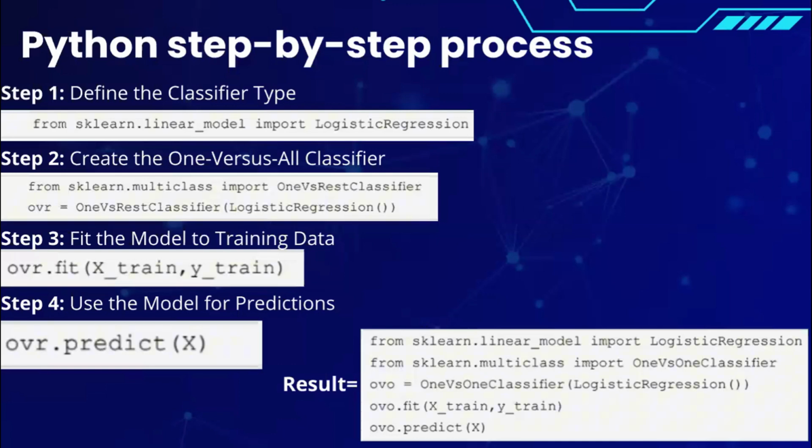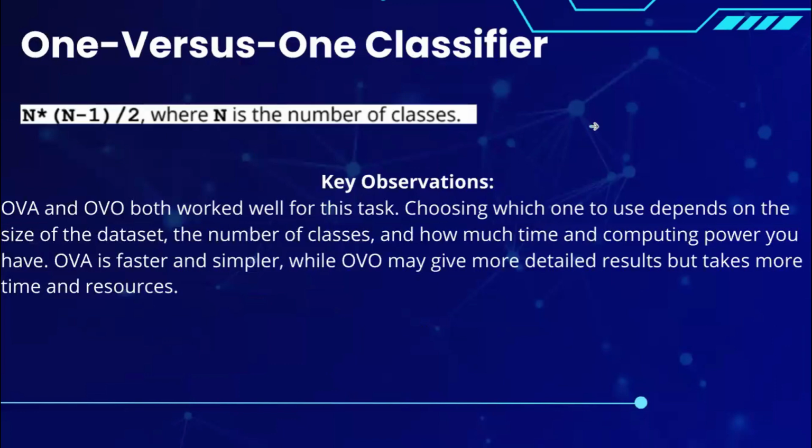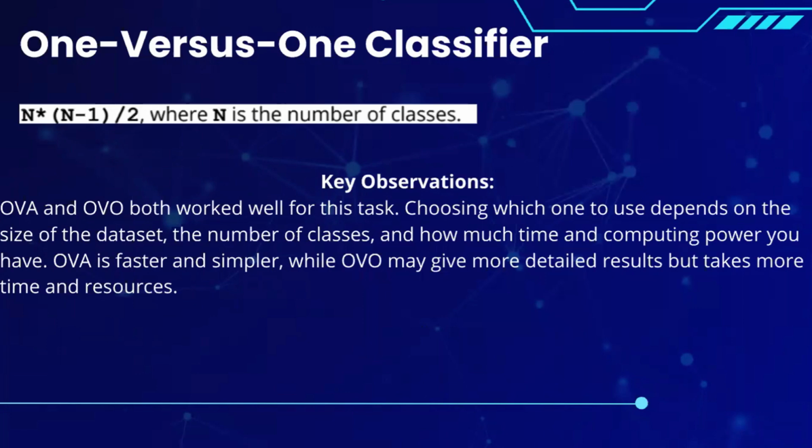So next, the one versus one classifier. It constructs a binary classifier for every possible pair of classes. So OVO, one versus one, means that for a dataset with n classes, the method creates n(n-1)/2 classifiers, as the formula on the slide shows. This approach has a significant advantage because each classifier deals with only two classes, which makes the task simpler. However, the number of classifiers grows rapidly as the number of classes increases, making the process computationally expensive for problems with many classes.